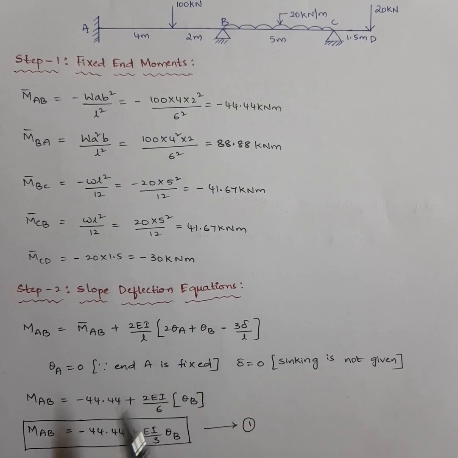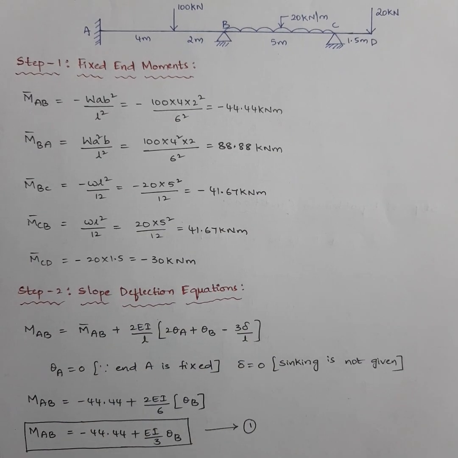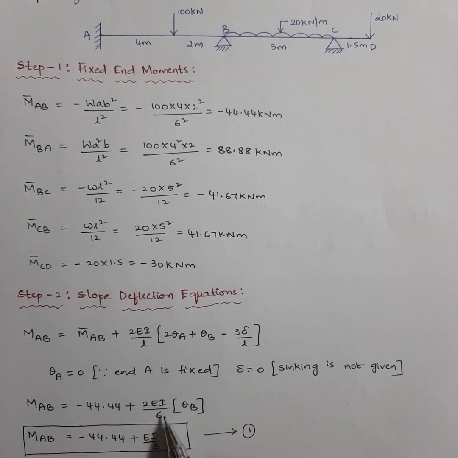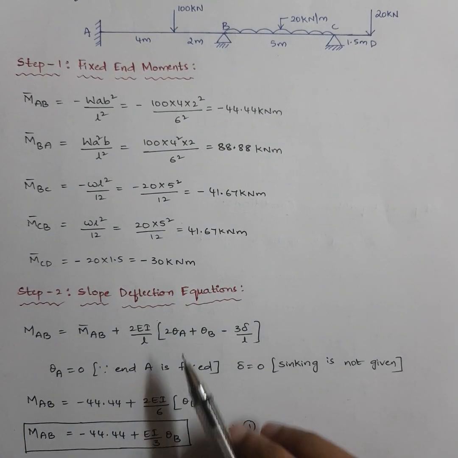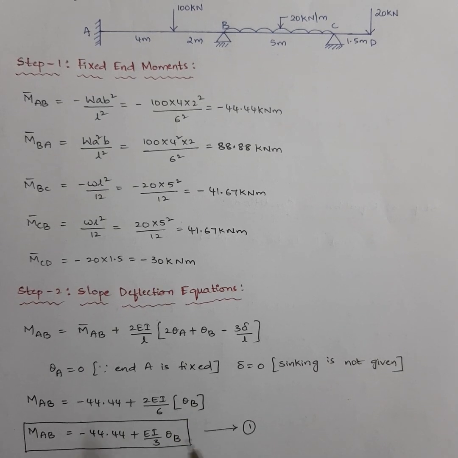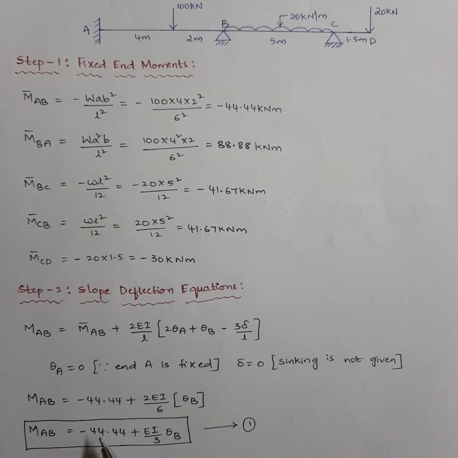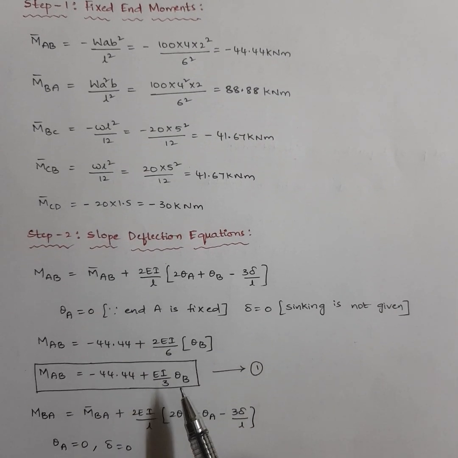So now let's substitute. MAB equal to, what is M bar AB from step 1? Minus 44.44 plus 2 EI by L. What is span of AB? 6, so 2 EI by 6 into, however this became 0, this also became 0. So you're left with theta B. So finally what is MAB equal to? Minus 44.44 plus, this is 2 1s 2 3s, EI by 3 into theta B.